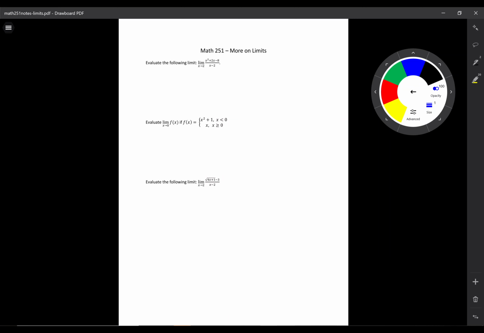In this video, we are going to talk about some limit applications and how we can evaluate certain kinds of limits using algebraic tricks and other techniques. So let's look at this first example.